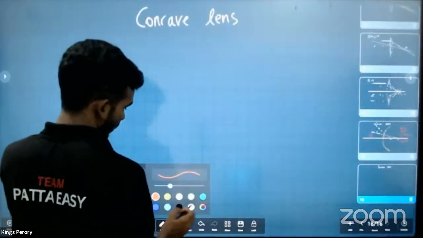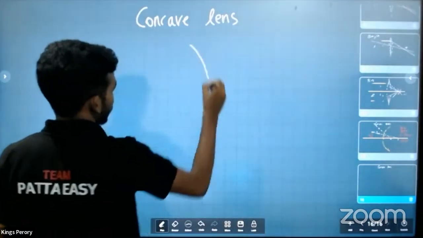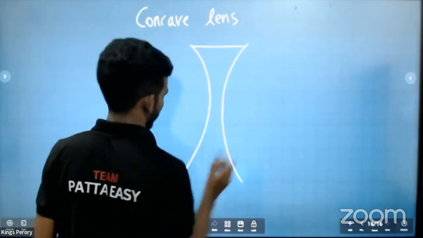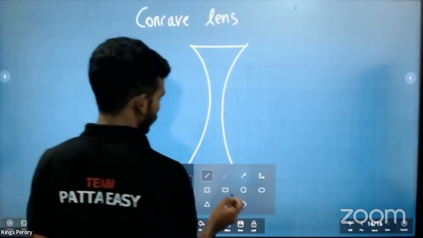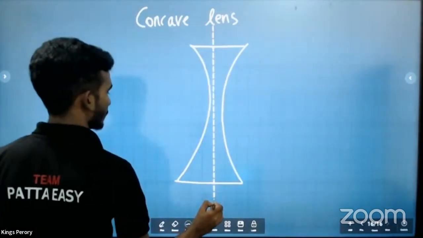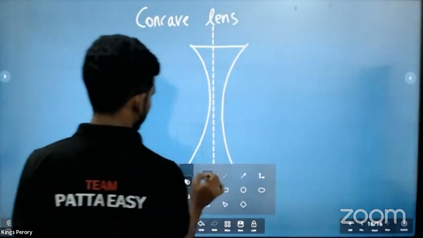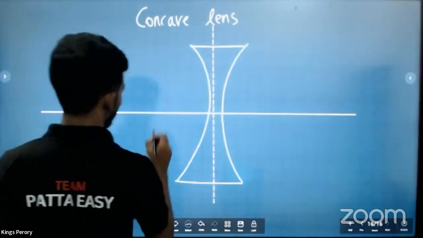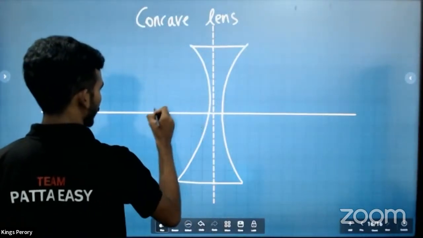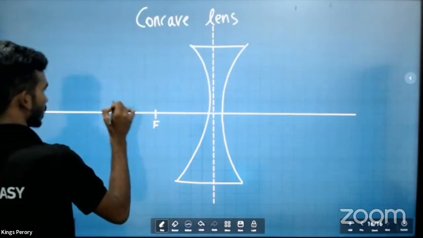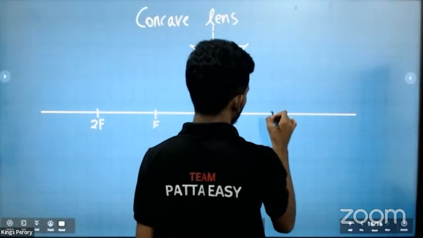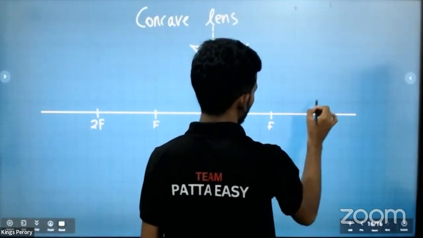Last one, concave lens. There you go, concave lens. Here also draw a dotted line. Now draw your principal axis. Both the sides F and 2F. 1, 2, 3, 4, 5, F. 1, 2, 3, 4, 5, 2F. The other side also: 1, 2, 3, 4, 5, F. 1, 2, 3, 4, 5, 2F.